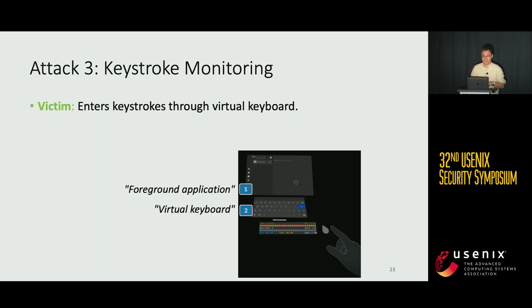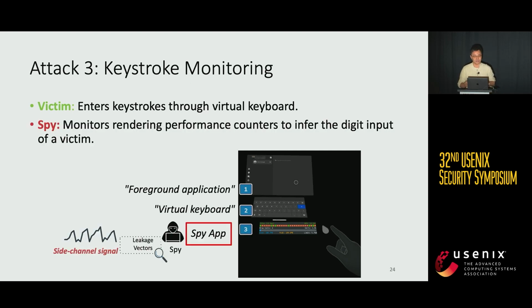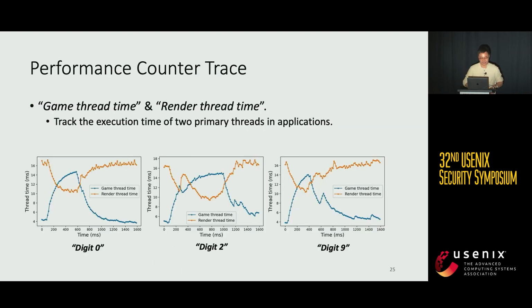Okay, next, our third attack. We do keystroke monitoring. I think it's a kind of standard attack; I always see a lot of attacks doing similar things. The victim tries to enter something on the keyboard, and the spy application, also running in the background, tries to identify what digit the victim is typing. These are the 2 counters we're using: the game and the render thread time.